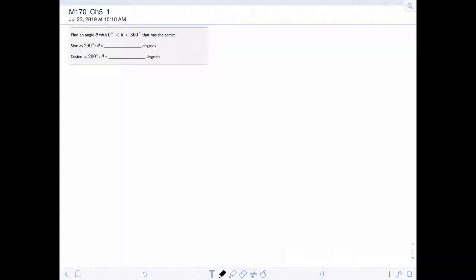Hi, so in this example, we're going to discuss the same angles within the Cartesian coordinate plane. So if we need to find an angle theta, where theta is between 0 and 360, that has the same sine as sine of 200, and then the same cosine as cosine of 200. So I think the first thing we want to do is maybe draw the xy axis, and notice that 0 to 360 would be just the entire 4 quadrants.